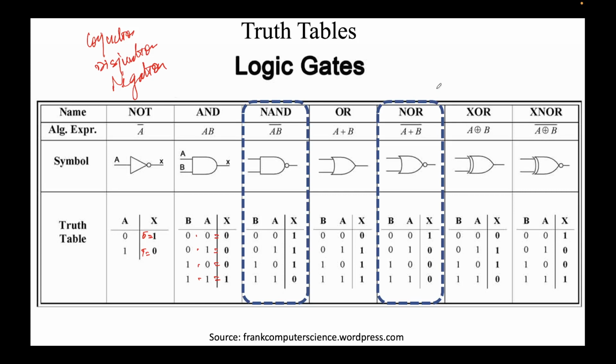And hence these are called universal gates. So why are they called universal? Because they can perform the 3 primary functions on their own. Let's say using 2 or 3 NAND gates, you might be able to implement an OR gate or a NAND gate or an AND gate. So similarly, just by using one flavor of logic gates, you can get all the logic gates and all the primary operations. That's why they are called universal, right?